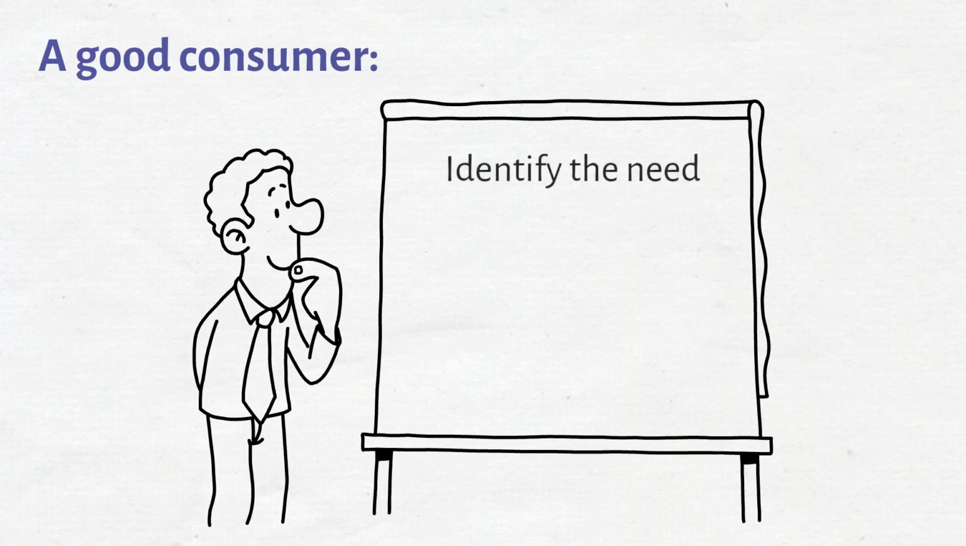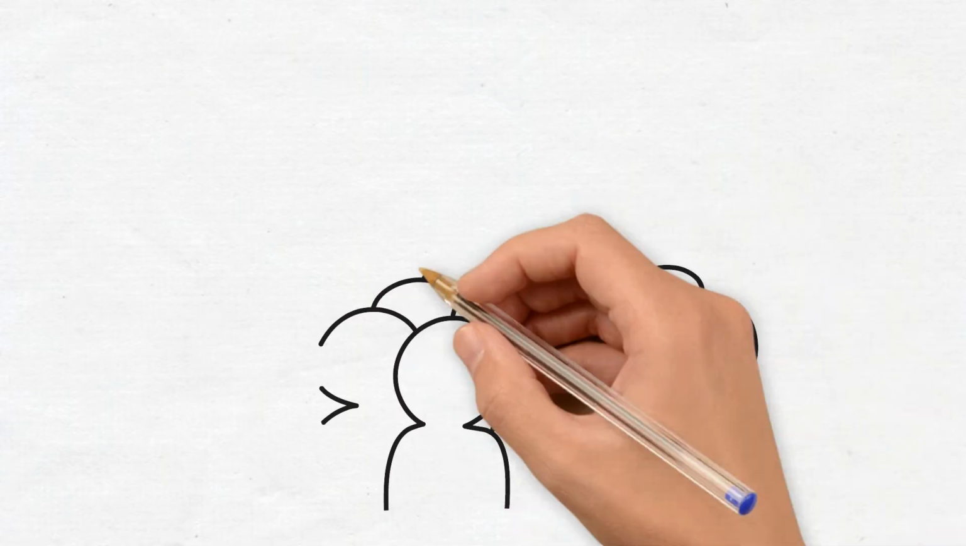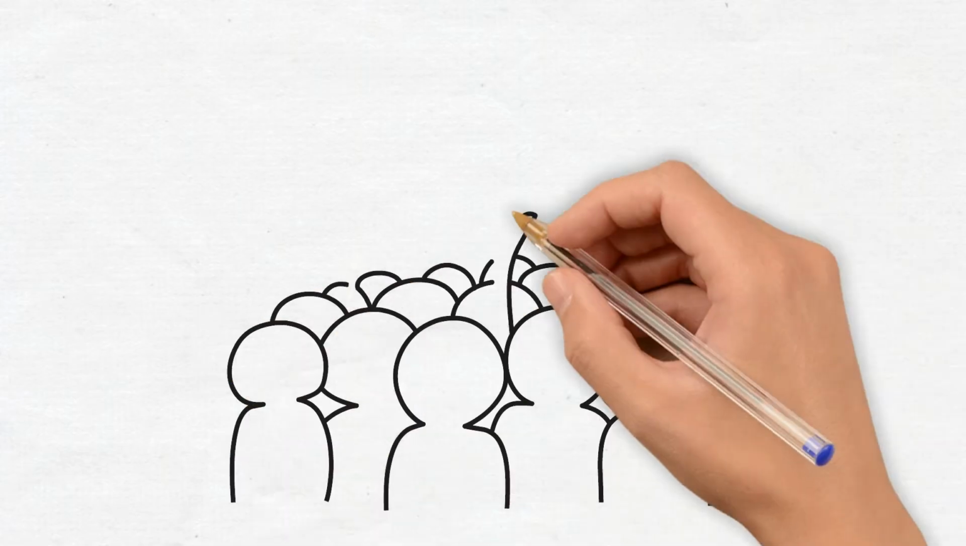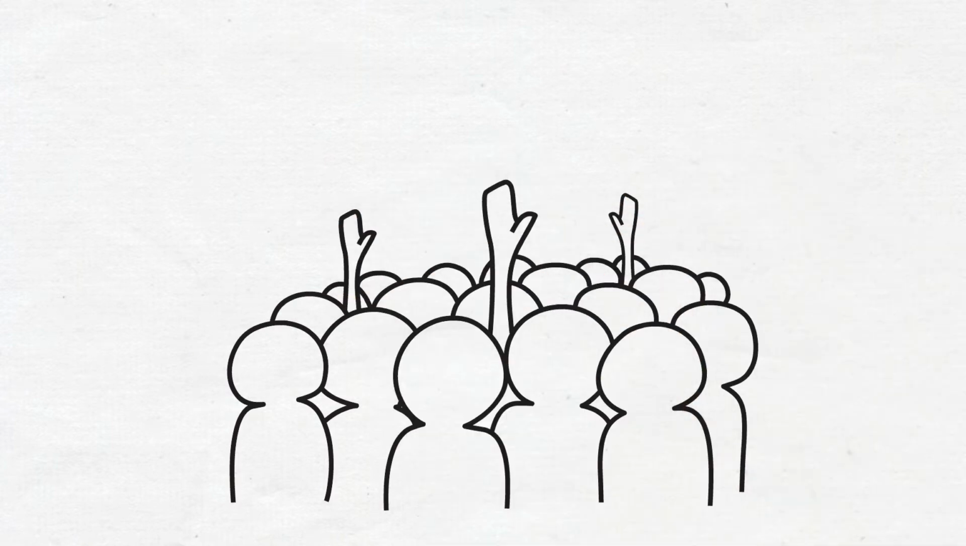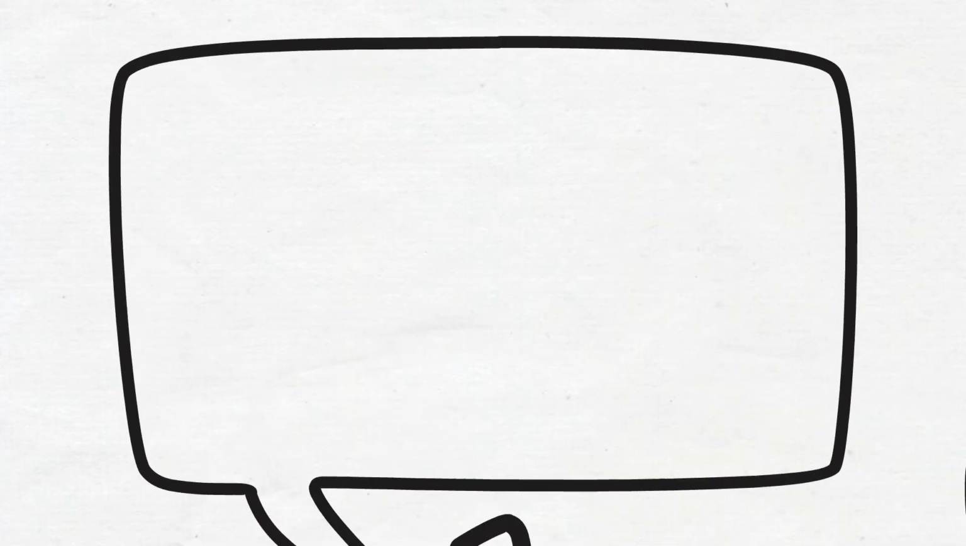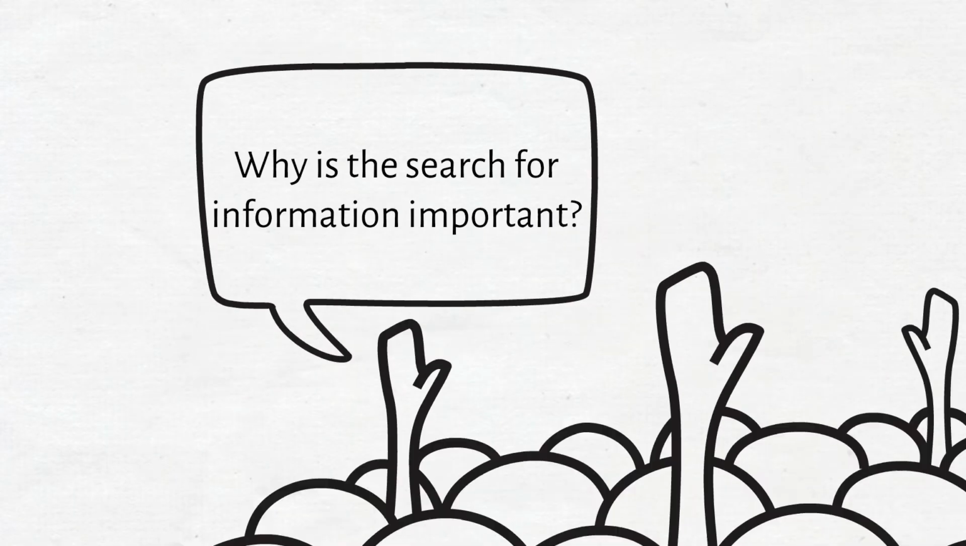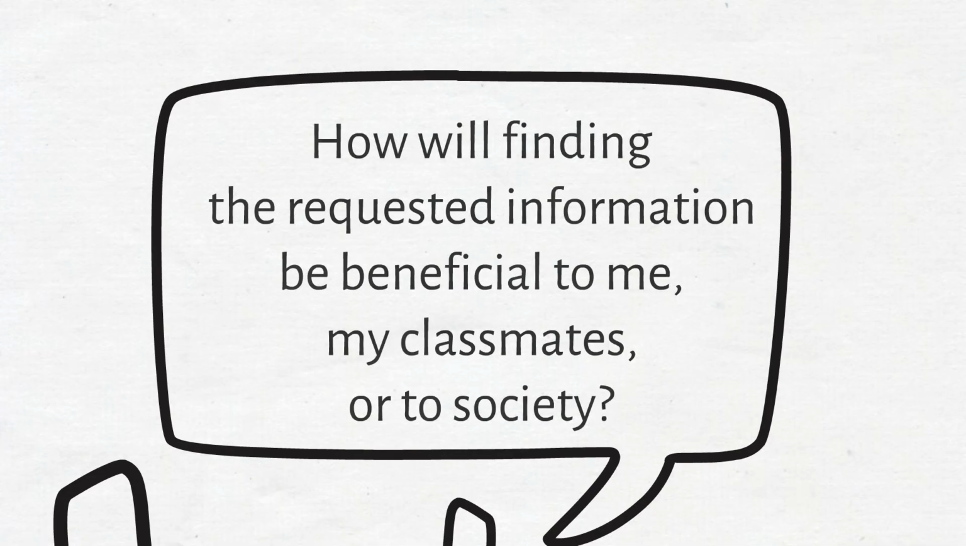A good consumer of information is one who can identify the need for information, effectively search for information from credible sources, and evaluate information. For example, if a teacher asks students to research something, a good consumer of information would first identify the need for the information requested from the teacher. A good consumer of information will then ask questions like, "Why is the search for information important?" and "How will finding the requested information be beneficial to me, my classmates, or to society?"